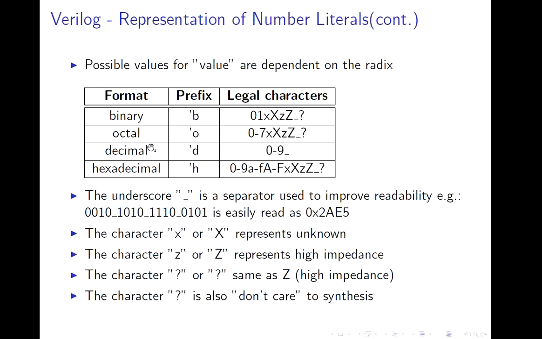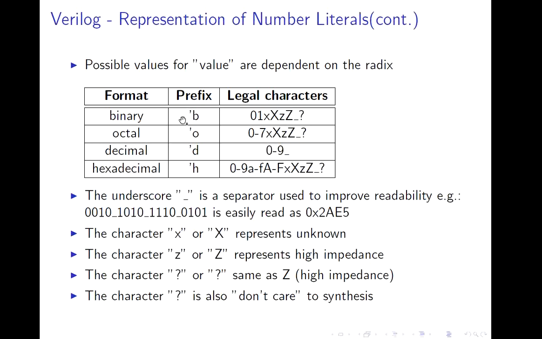Now this is how the different values and the prefix values are represented. For a binary number system, I use a prefix of B, octal O, decimal D, and remember all these prefixes have one more component, that is the single quote.